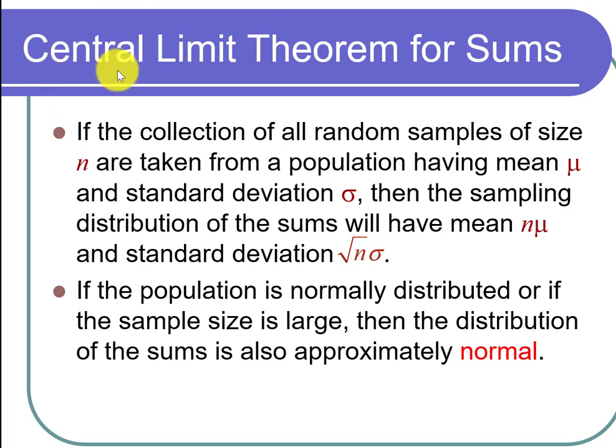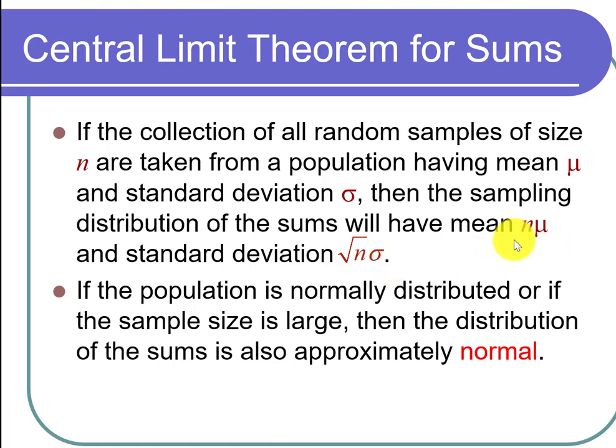So here's the central limit theorem for sums. If the collection of all random samples of size n are taken from a population having mean mu and standard deviation sigma, then the sampling distribution of the sums will have mean n times mu and standard deviation the square root of n all times sigma.